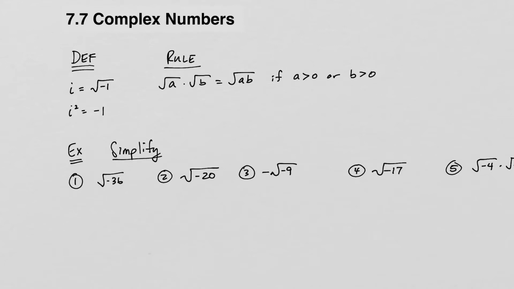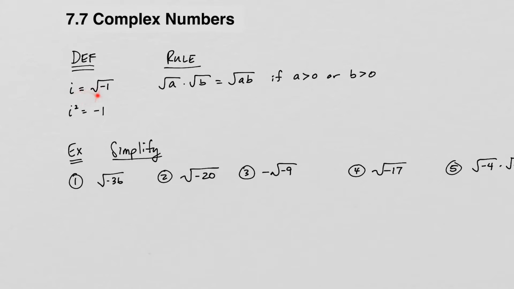In section 7.7, we look at complex numbers. And I'm going to start with a couple of definitions. Up until this point in the class, we have gone with the assumption that we cannot take the square root of a negative number because there is no real number that can be a square root of a negative. Well, in this section, we're going to define a new number that we call i to be the square root of -1.